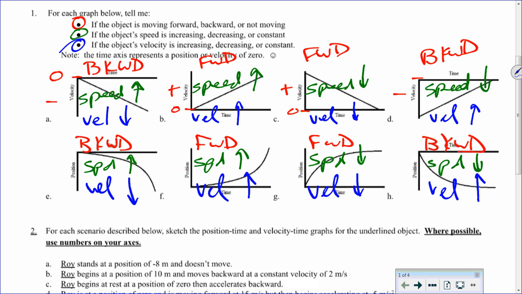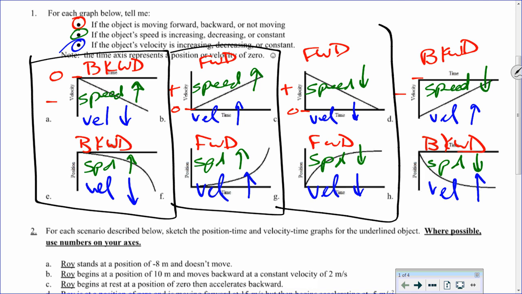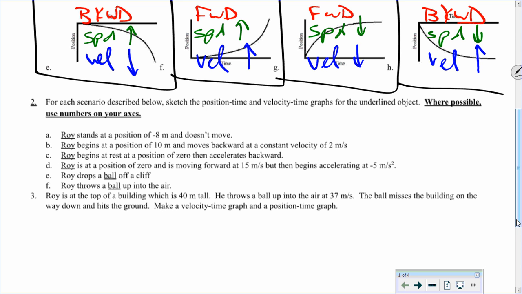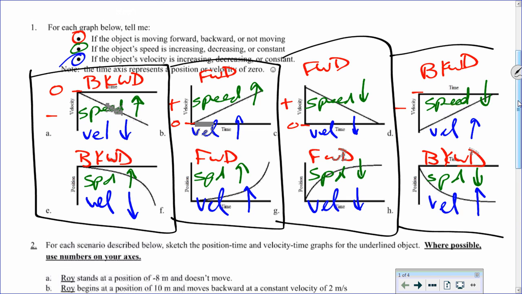I don't know if you guys noticed this, but the way that I set these up on the page, backwards, speeding up, decreasing velocity. So these two graphs represent the same motion, except that this one's velocity and this one's position. Similarly, these are the same, and these are the same. I shouldn't say same graph, same motion. There we go, same motion. Does that make sense, you guys? Any questions about number one?